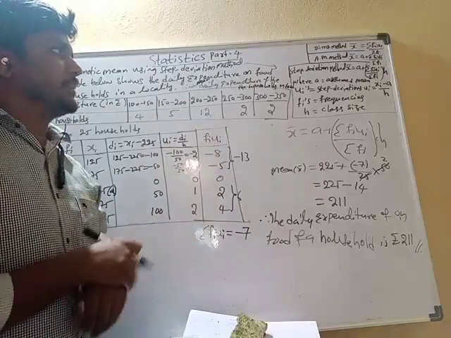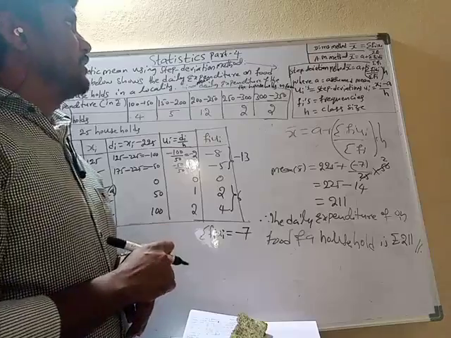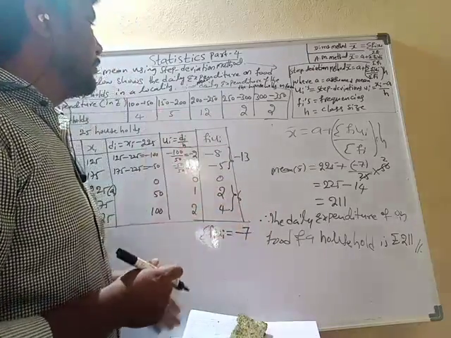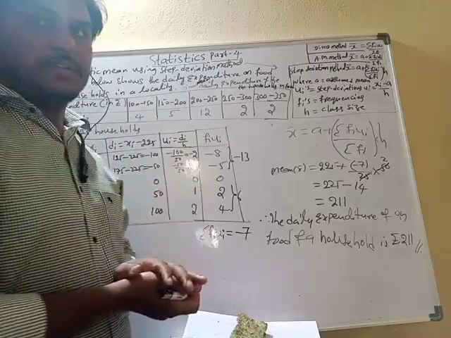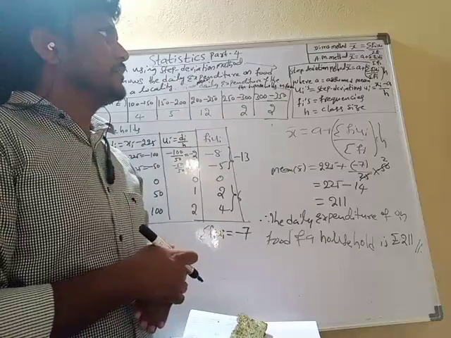Apply all these three methods. You can apply any method. If the problem directly asks for the direct method, assumed mean method, or step deviation method, then that problem will be solved according to that method only. If no method is specified, you can solve it using any of these methods.